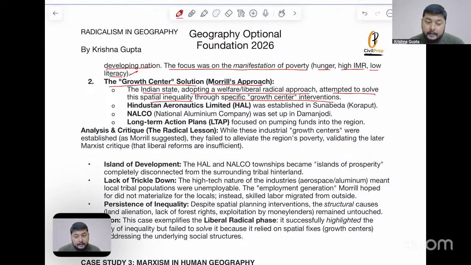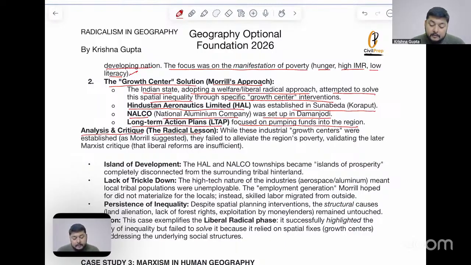Now, let us discuss who all came here. So first is Hindustan Aeronautics Limited, that is established by the government. It was established in Sunabeda, that is Koraput. Nalco, National Aluminium Company, was set up in Damanjodi. Then long-term action plans we look at focused on pumping funds into the region, which we do through the planning part actually. Then analysis and critique.